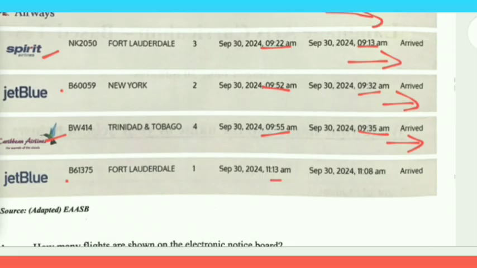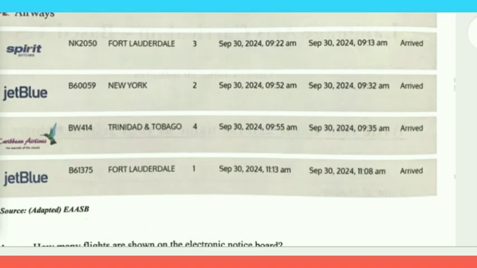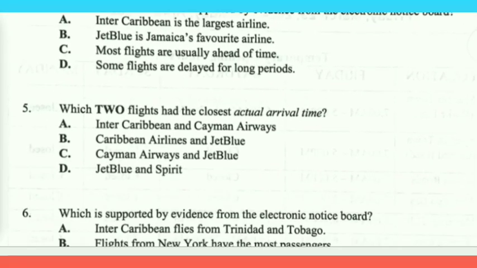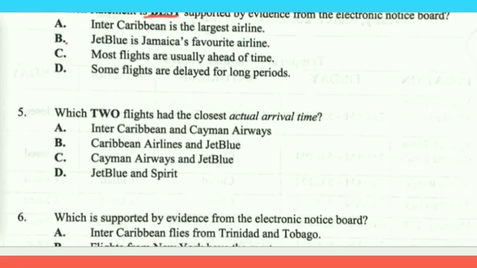For the last flight, it should be in at 11:13. It came in at 11:08. I don't think we need to go anywhere else when we have basically 5 of the 6 flights coming in ahead of time. So we're going to select that one. Most of the flights came in ahead of their time, which is C.